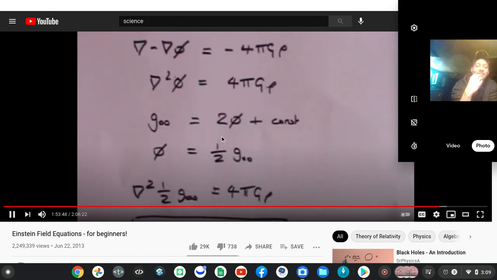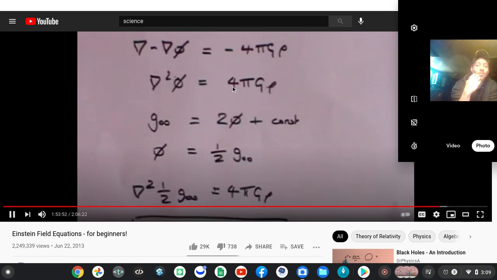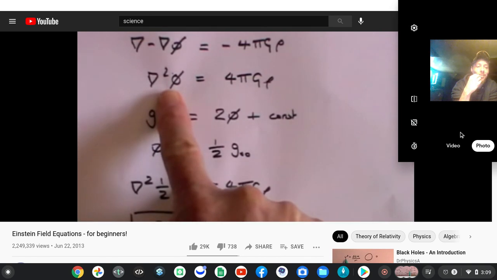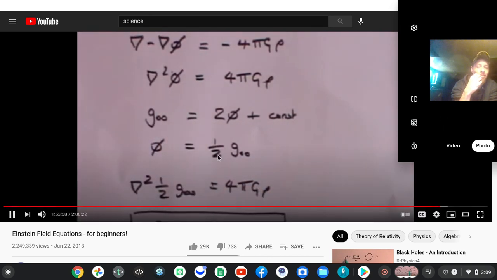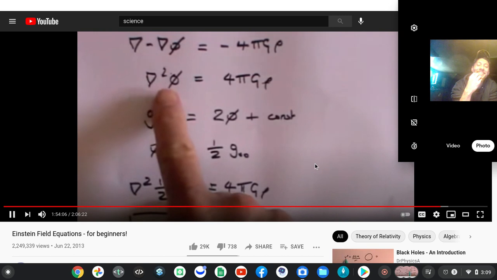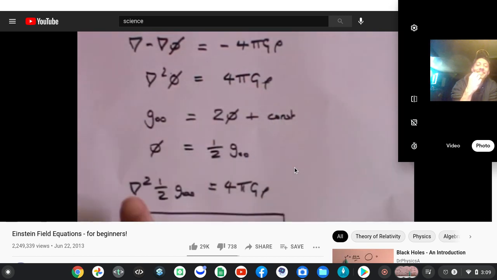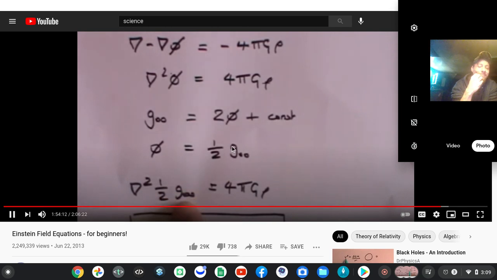because as soon as you take the derivative squared of phi, the constants go. Replacing phi by half g00, the constants will all go, of course. So now you've got that the derivative squared of phi is 4 pi G rho, so the derivative squared of half the time component of the metric tensor equals 4 pi G rho.